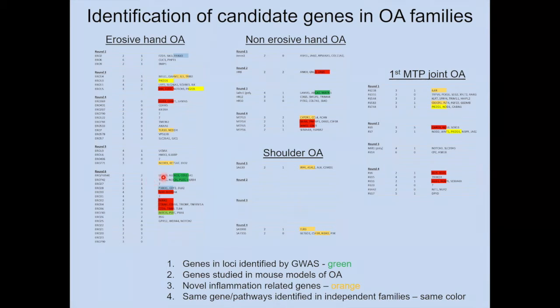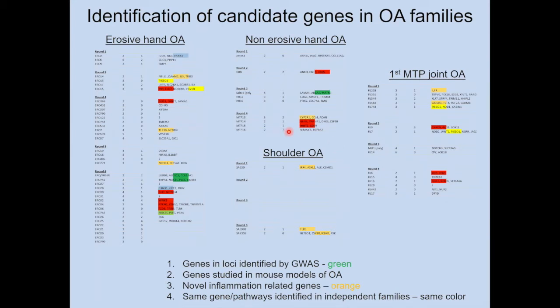I think our strategy is working really well. We have a lot of interesting candidates. For example, here, all these genes highlighted in red are part of the Wnt signaling pathway. This is interesting because the only current therapeutic for OA that's in clinical trial is a Wnt pathway modulator that seems to work okay for knee OA. So it's interesting that we're finding a lot of Wnt pathway genes in our families as well. I think the Wnt pathway is an important pathway in OA.